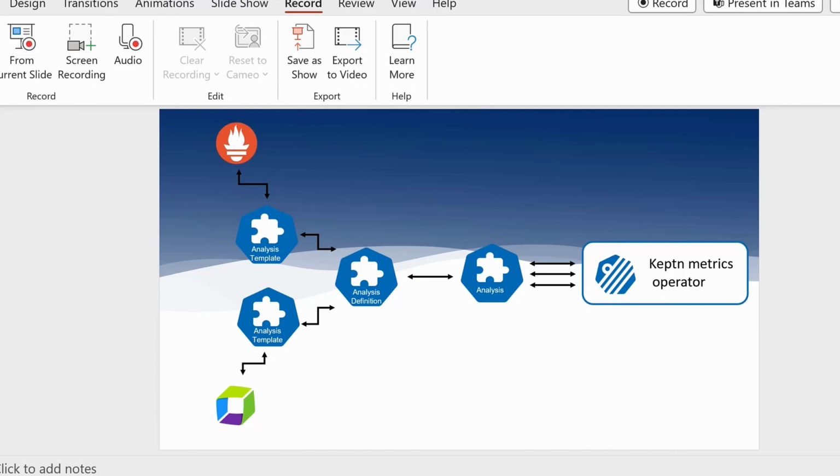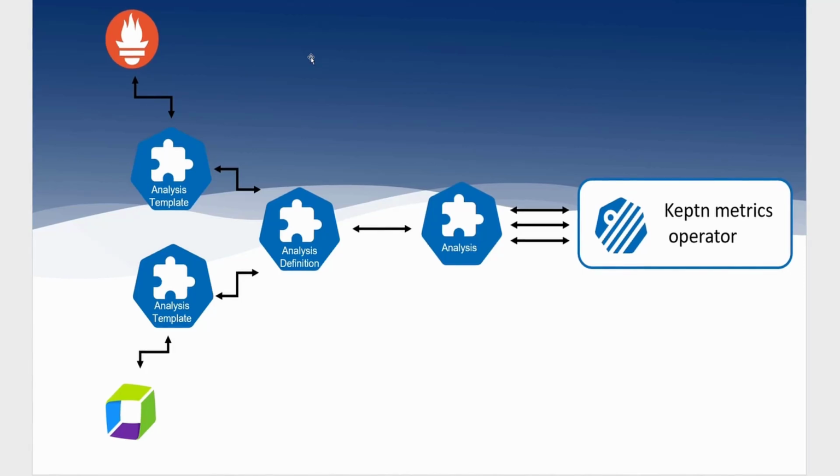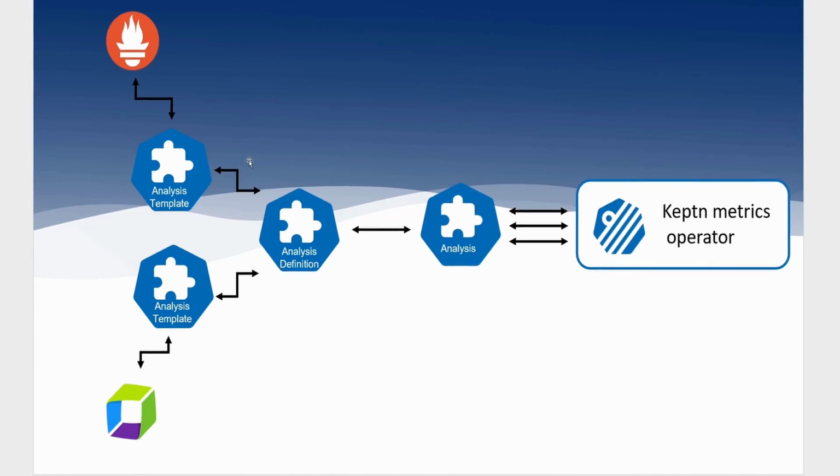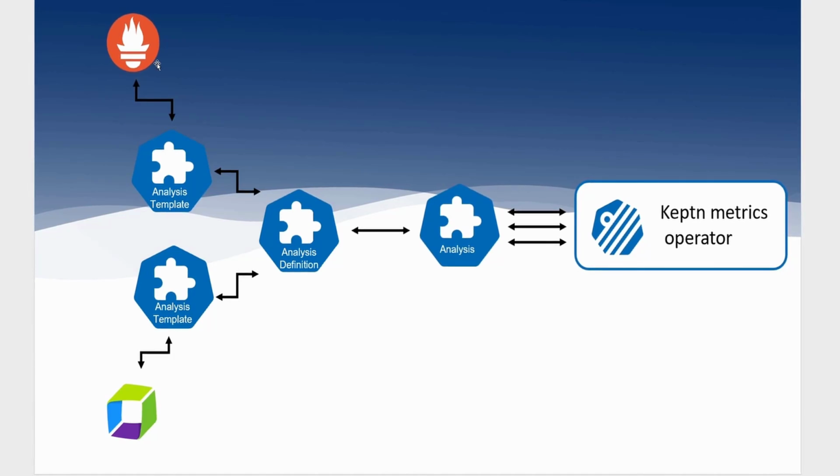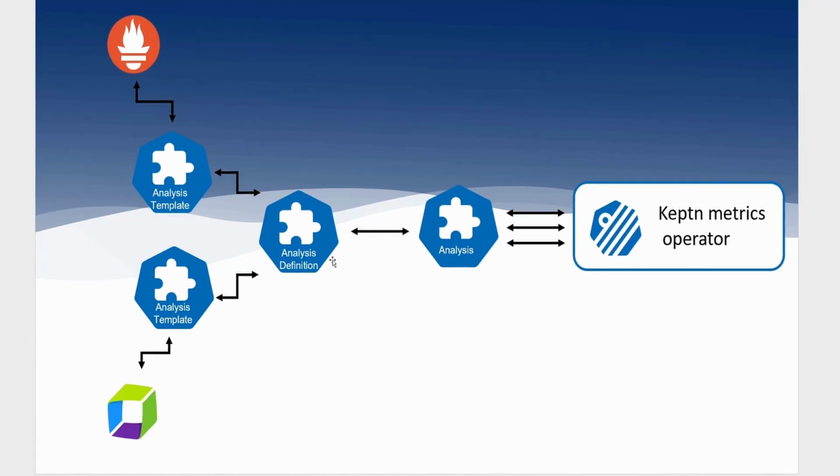There are 3 new custom resources we have introduced to allow you to calculate SLOs and SLIs. The first one is the so-called analysis value template. This is what helps you associate any of your favorite providers, think Prometheus, Dynatrace, Datadog, with your analysis calculation. Multiple analysis value templates can then be referred to in what we call an analysis definition. This is where you talk about your objectives. So here you say, okay, I want my error rate to be less than X, and please fail if this is not satisfied.